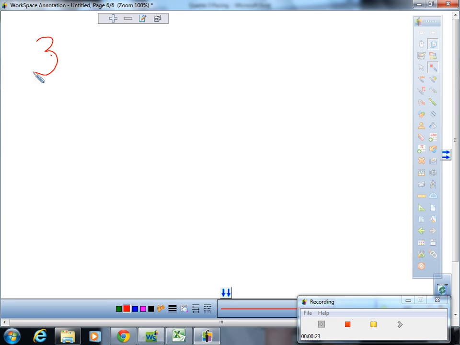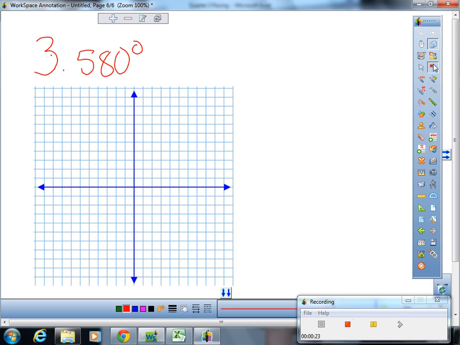The directions say, draw an angle with the given measures in standard position, and the measure is 580 degrees. So, 580 degrees. Well, that's more than a complete circle. So we have to get an idea of what that would actually look like. So what we want to do is subtract 360 from that. And what does that leave us with? 220 degrees. So our terminal angle is going to look like a 220 degree angle.